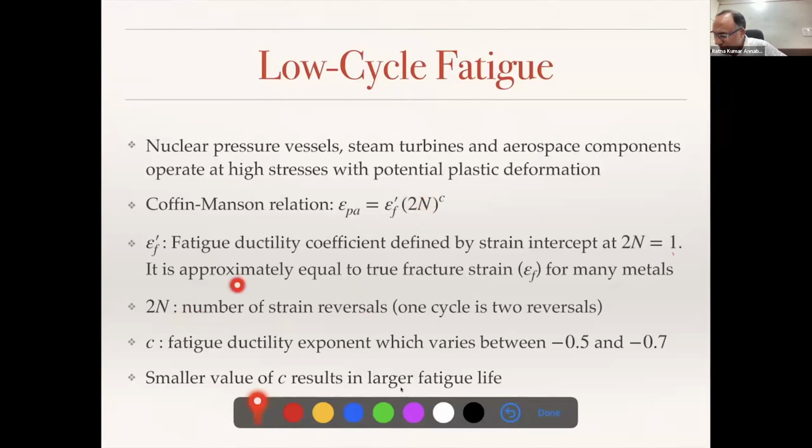Why are we using the number of strain reversals? Because in one cycle you have two strain reversals, right? In one cycle, the strain will reverse twice. That is why even in S is equal to A N power b, sometimes people use 2N to talk about the number of stress reversals. So 2N is the number of strain reversals, where one cycle refers to two reversals.